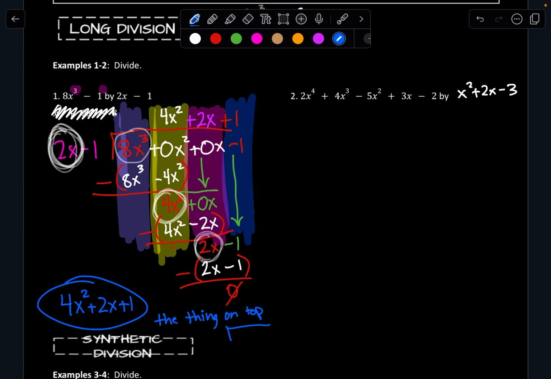Synthetic division's up next. So we're going to go boop, boop. And on this guy, we have 4, 3, 2, 1, 0. Perfect. We don't need any placeholders. We can just throw it in. 2x to the 4th, 4x cubed minus 5x squared plus 3x minus 2. On the outside is where we're going to do the x squared plus 2x minus 3.